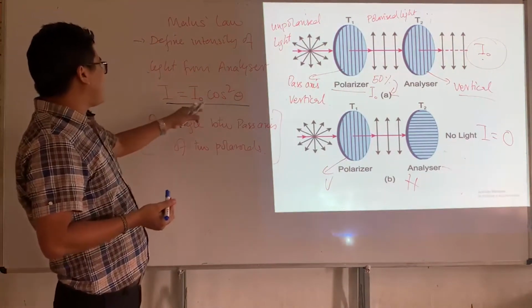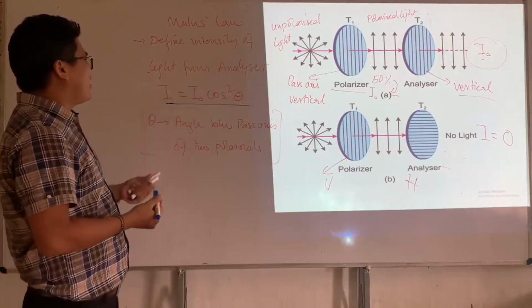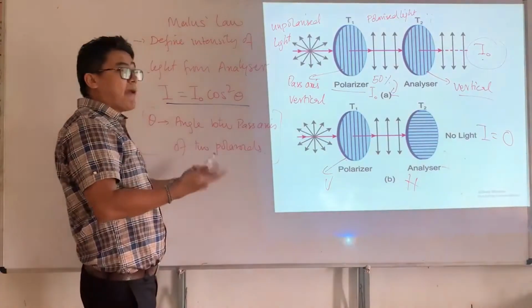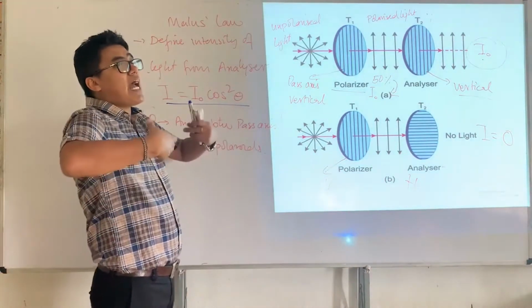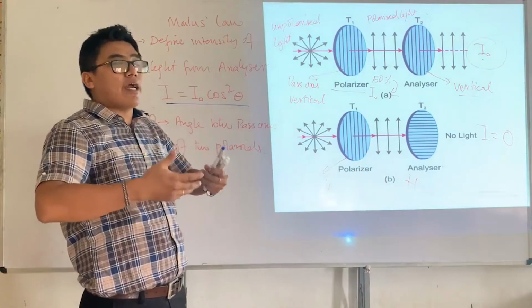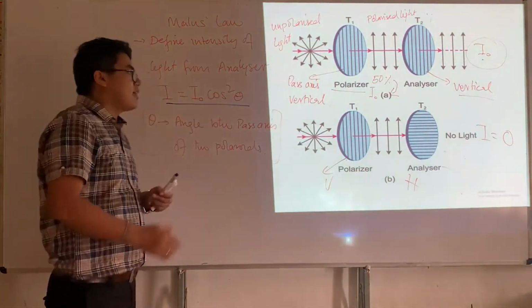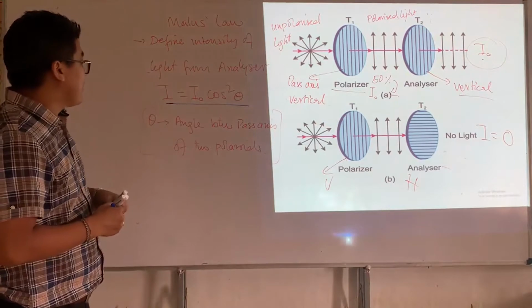So I can derive why this is cos square theta. Look at here, very simple. Amplitude, we are going to talk about amplitude. When we define the intensity, intensity is the square of amplitude. Therefore, we got cos square theta. All right, so the theta is given by this.